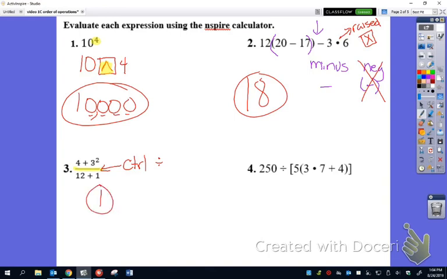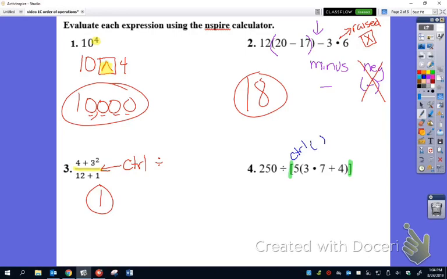All right, on number 4. Now I'm going to enter it just like it looks. To get these brackets right here, you have to do Control. So to get those, it's Control and then parentheses, because it's the yellow above it. Okay, it's the yellow above it.